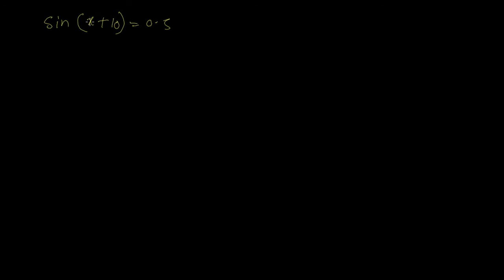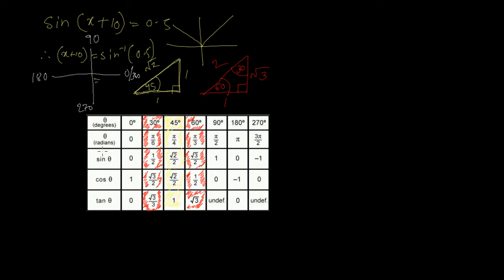Remember, this whole thing is the angle. X plus 10 is the angle, and we call this the compound angle. So for convenience, let me call this theta. Sine theta is 0.5, so this is positive. So positive is first quadrant, all positive, and second quadrant, sine positive. Then the basic angle would be x plus 10 is sine inverse of 0.5.